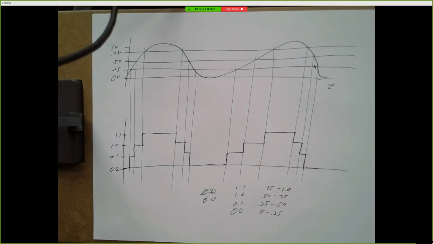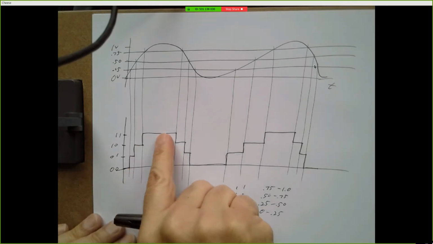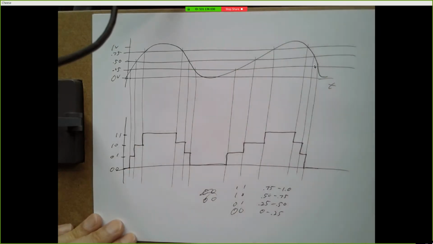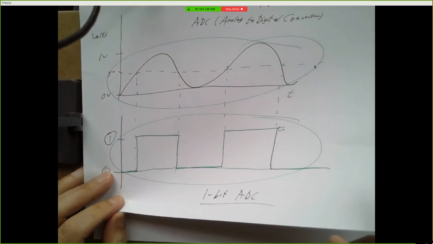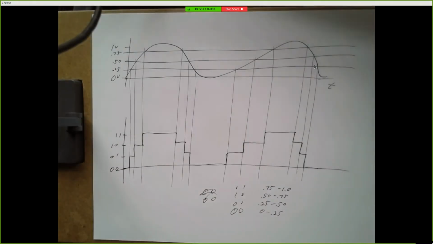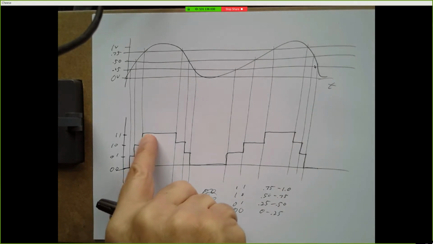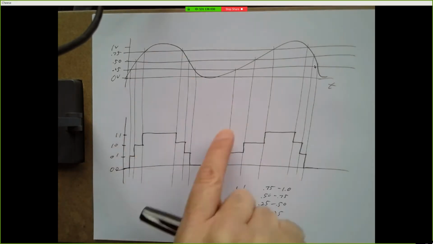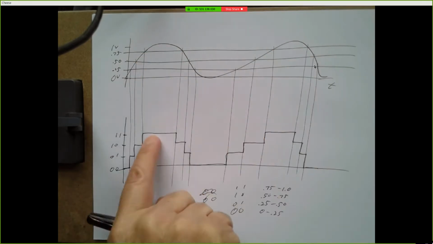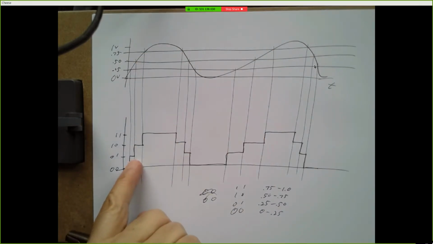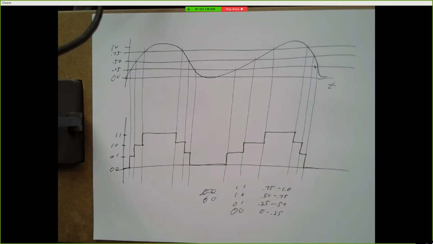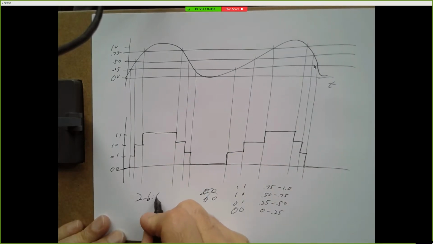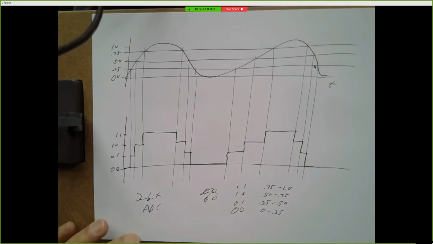Alright. So there's a different digitized version of our original signal. Now our original 1-bit digitizer was pretty crude. It was just on or off. Our 2-bit digitizer looks a little more like it's following this, right? It kind of loses it on the curved parts up here. But we've got this idea that it's slowly rising and then starts falling and so on. Okay, this is a 2-bit analog to digital converter.